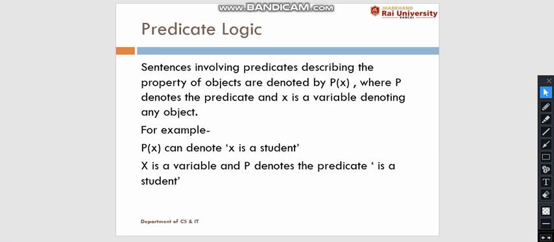Now let's understand this with an example. Here we have P(X), which represents "X is a student". So here X is a variable and "is a student" represents the predicate.